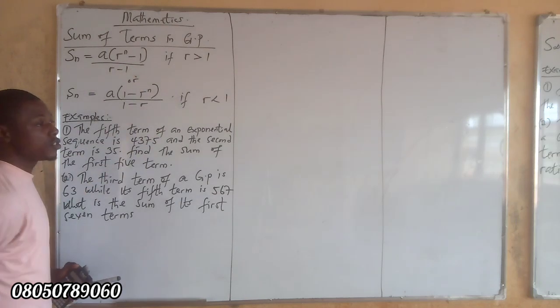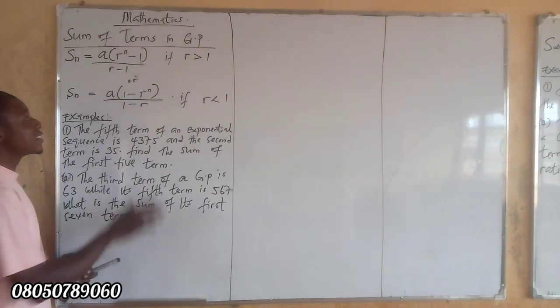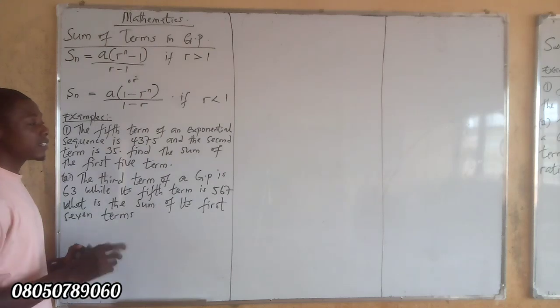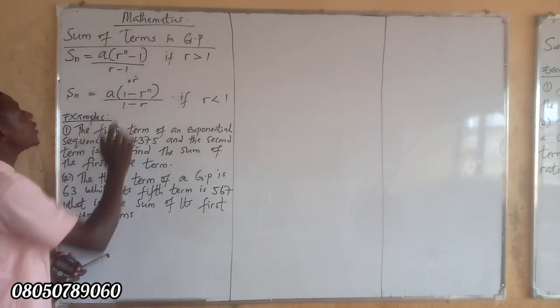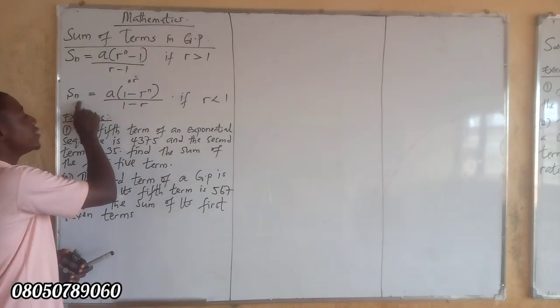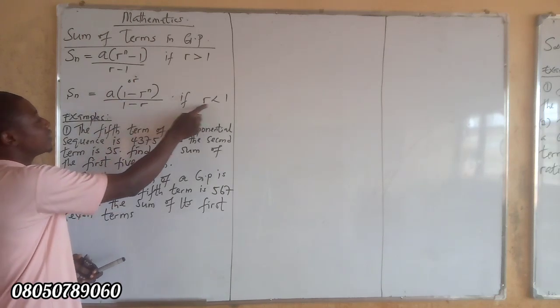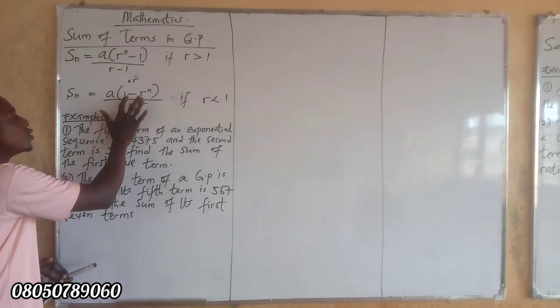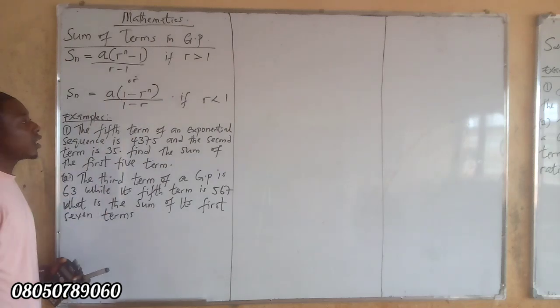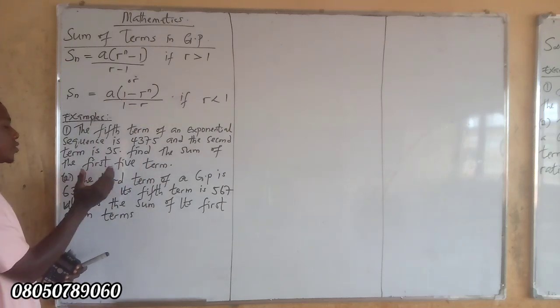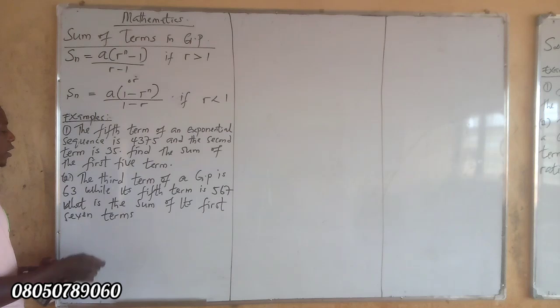So if they give you a question and the value of r is greater than 1, then you use this formula. Then Sn is also equal to a, and this time around 1 comes first. So if r is less than 1, then you are going to use this particular formula. We are going to see how to apply these formulas very fast.